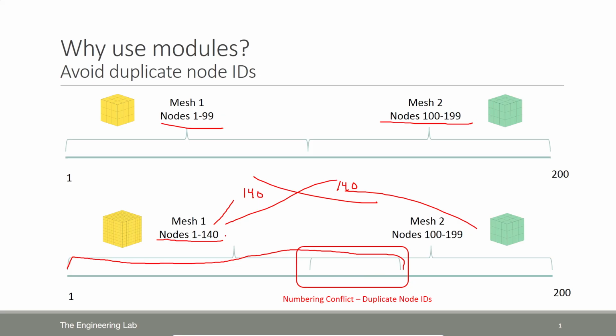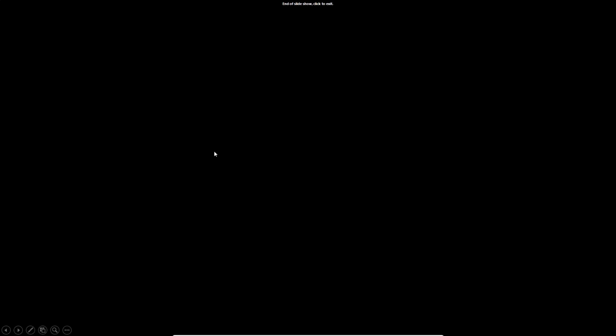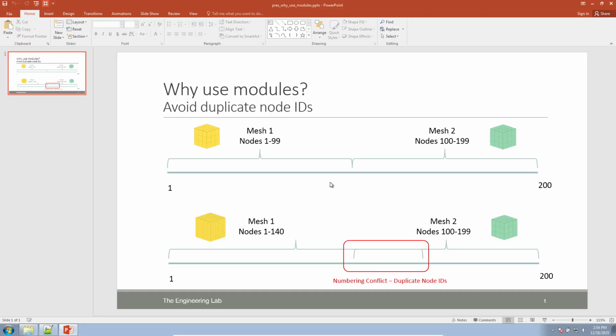I think a majority of FEA solvers never let you use the same node number, and that's problematic. This is something a lot of engineers struggle with. They create one model, then they have to remesh a part of the model, and then on top of that, you have to worry about ID conflicts with the node numbers. Modules is an attempt to help alleviate that challenge.